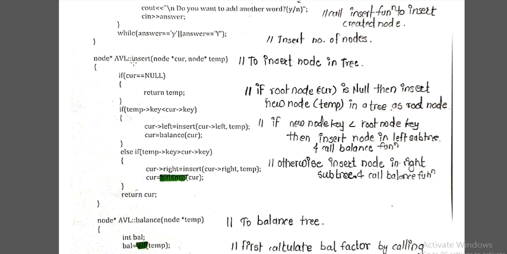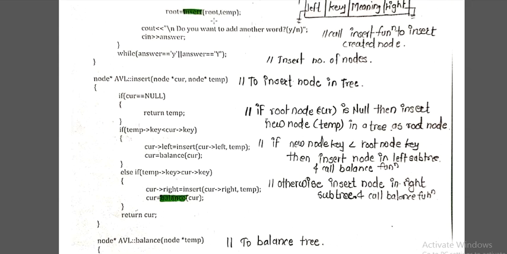We access insert using the scope resolution operator, because it is declared in the class AVL and we are writing the definition of that function outside of the class AVL. That's why we use the scope resolution operator, and it is going to return a pointer, so its type is node pointer. Here we are passing two values: root, that is the current node, and the temporary node, temp.